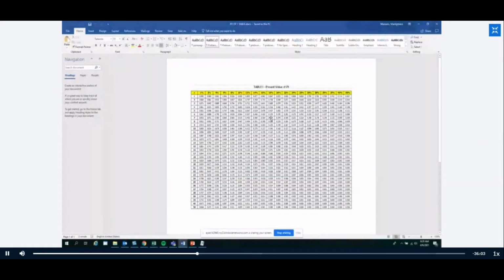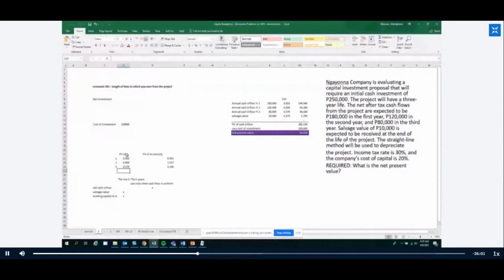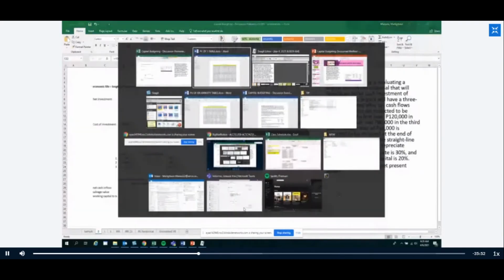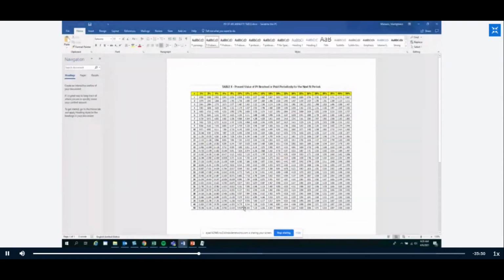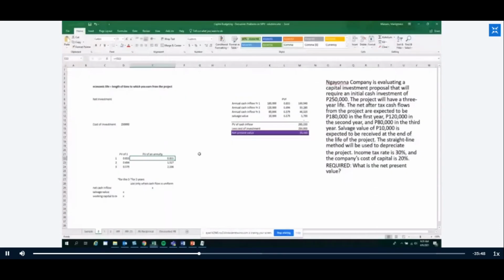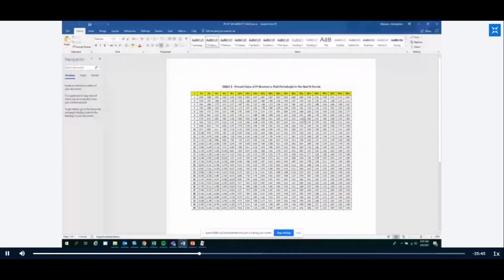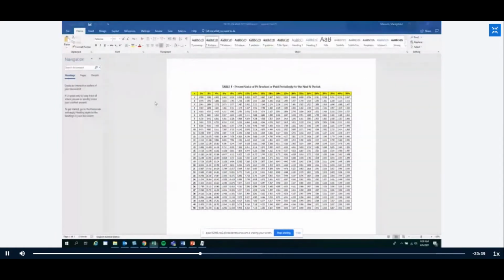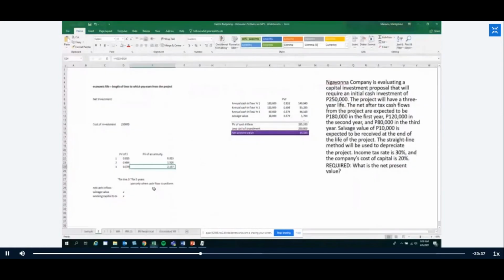0.694 and then 0.579. Present value of an annuity, either i-total ko siya or kunin ko na lang din dun sa table. Puntahan ko yung table ng present value of an annuity. So, 20%, 0.833, okay. 1.528, kokopyahin ko lang yun, 1.528, and then 2.106. Okay? O sige, ngayon isa-isahin natin.